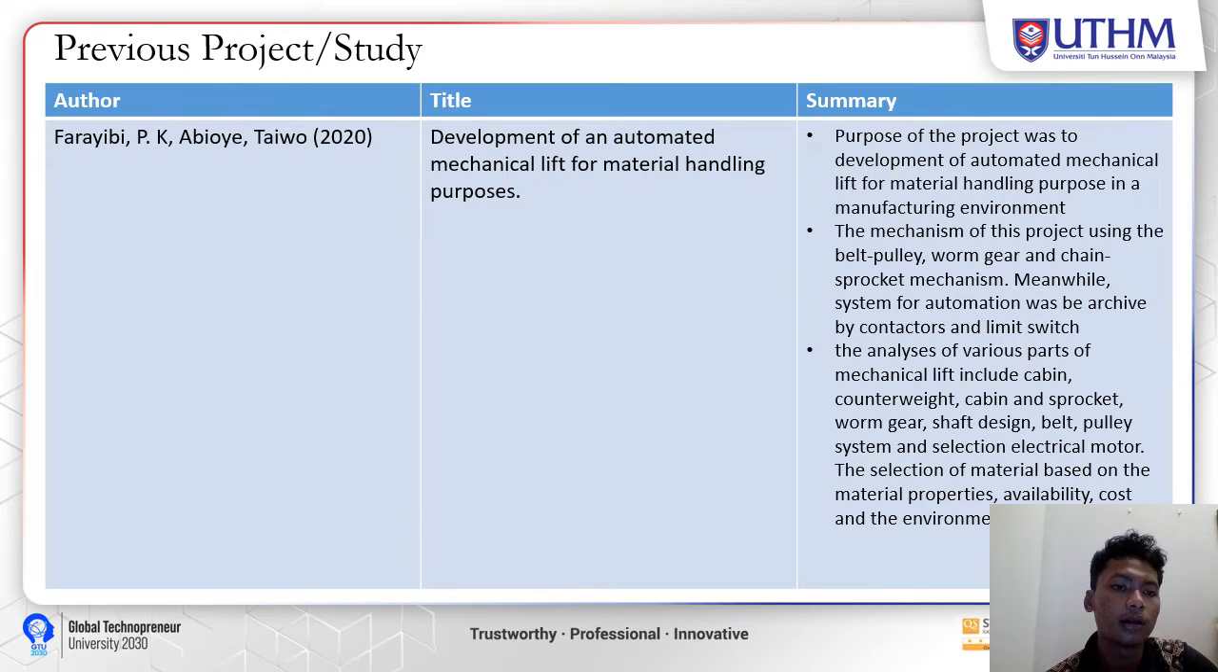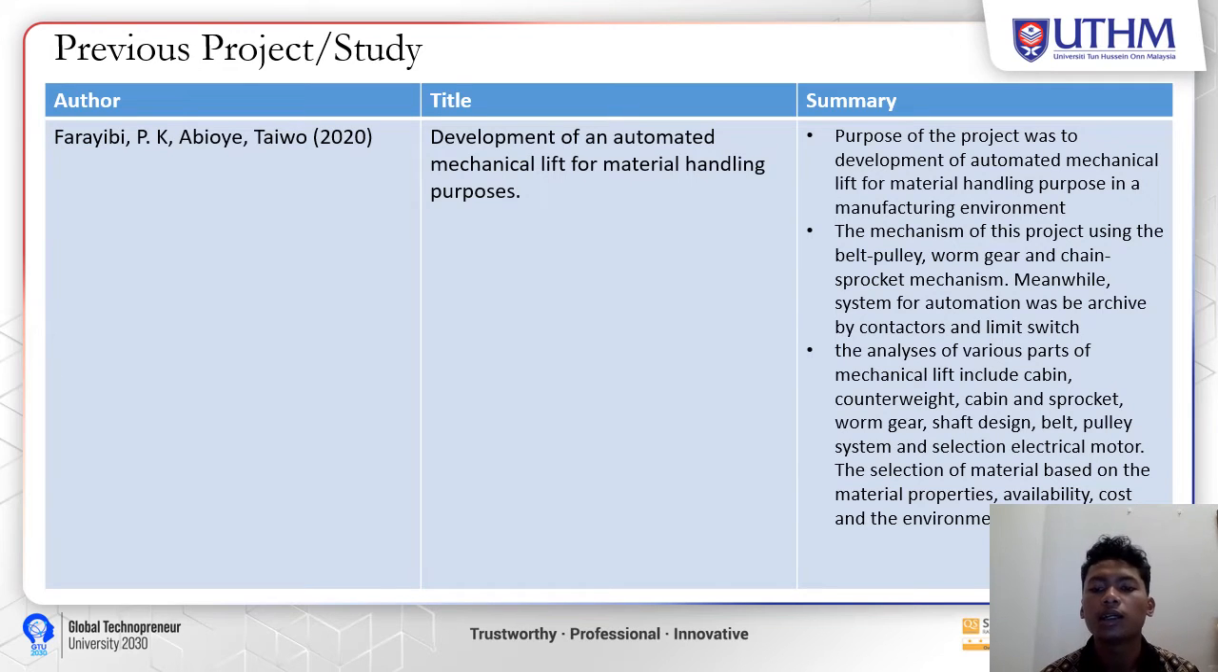There are three previous projects that we had. One is from Firebase and Abiobi Taiwo, titled Development of Automated Mechanical Lift of Material Handling Purpose. In this project, the proposed project was to develop the automated mechanical lift for material handling purpose in a manufacturing environment. Second is the mechanism of this project using a belt, pulley, worm gear, chain, and sprocket mechanism. Meanwhile, the system automation will be achieved by contactor and limit switch.